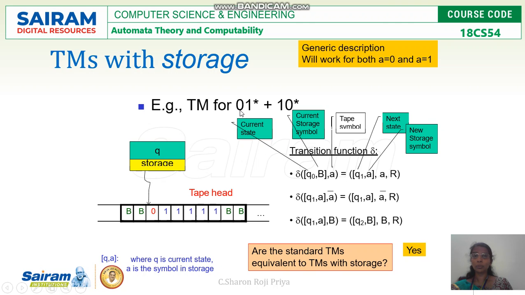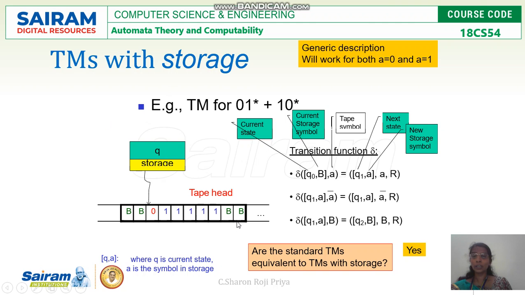First symbol 0 means next I should have any number of ones. I cannot have a 0. If my first symbol is 1, I cannot have 1 in the rest of the input string. I should have only any number of zeros. So if I want to design this, it has to remember the first symbol. Then only it can check whether this first symbol is appearing again in the rest of the input string.